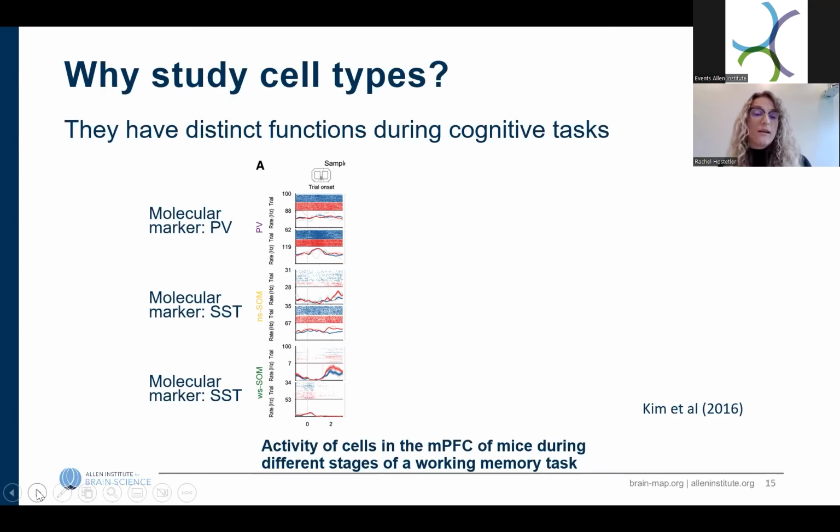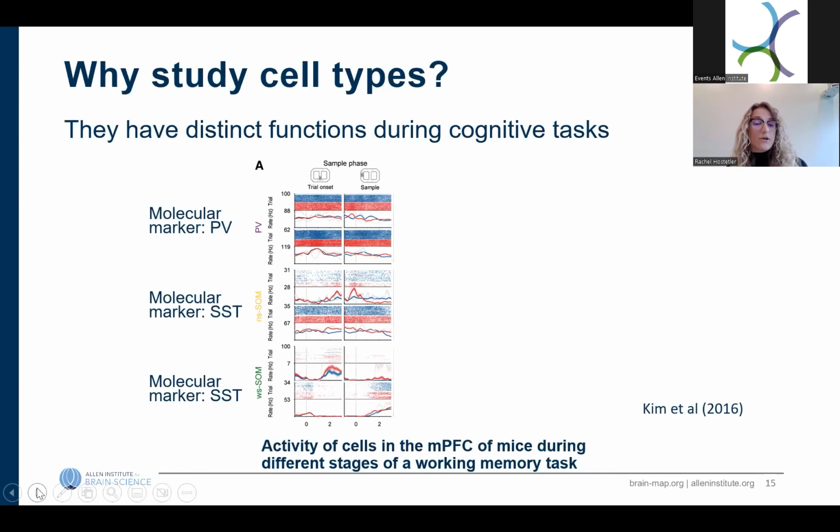And during this experiment, microdrive arrays were implanted over the medial prefrontal cortex of mice to measure the activity specifically of different types of inhibitory cells in the medial prefrontal cortex. And so in this study, they specifically focused on parvalbumin or PV cells and somatostatin or SST cells.